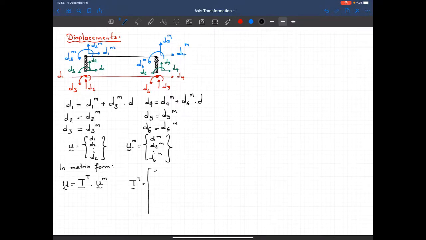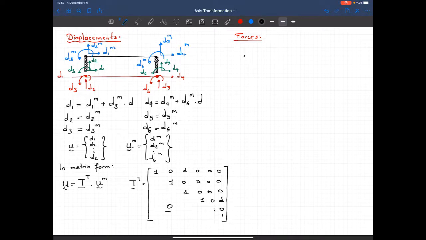I got 1, 0, D, 0, 0, 0, 1, 0, they are all zeros. I have D here, 1, 0, and 1, and this part is all 0. So that's the transformation matrix, transpose of it. Now let's take a look at the forces. Remember that I don't have to do it because I know that it should be equal to T. Okay, but just to double check my formulation, I will do it.